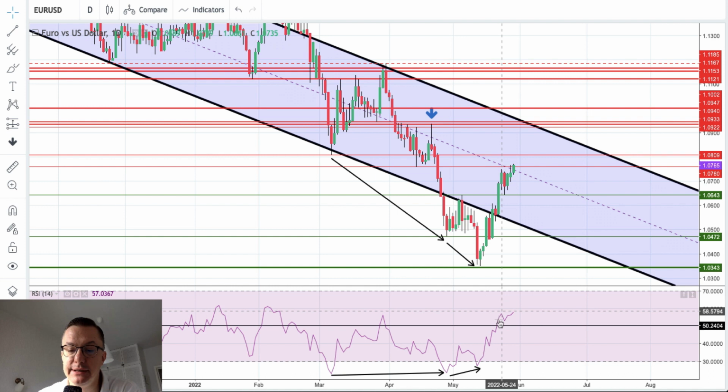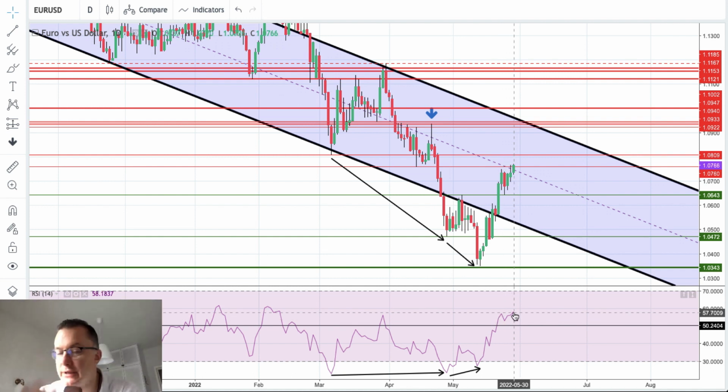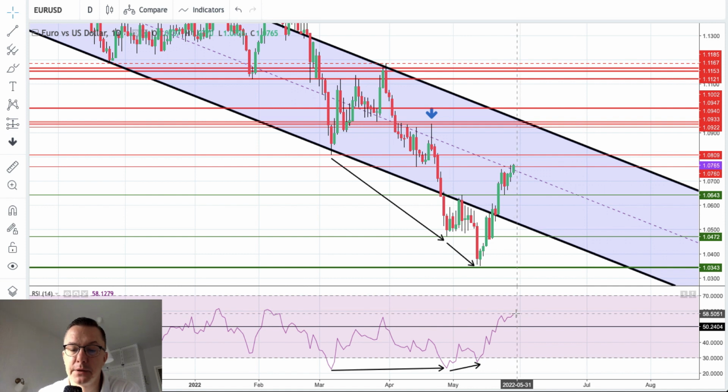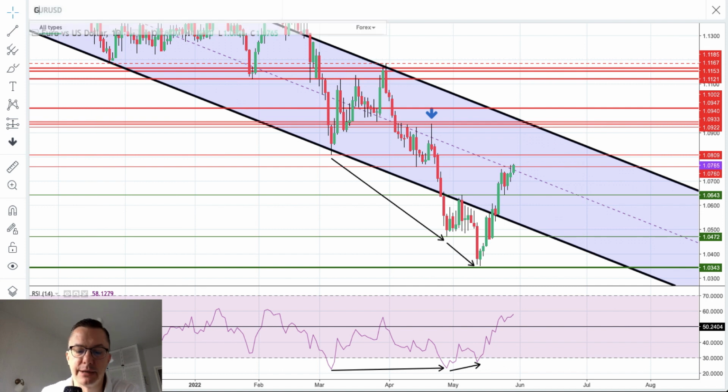The momentum is nice and strong, 58 points right now, and it is increasing. There is still a room for the RSI to go, right? There's still a room to the upside towards 70 points. There is still room for the euro dollar to go up. Okay, so we have very nice setup here on the euro dollar that might result in another leg to the upside.